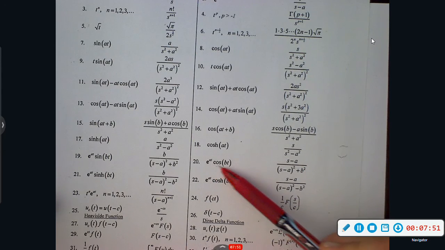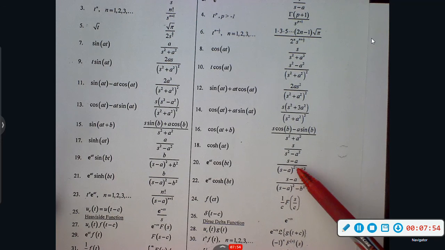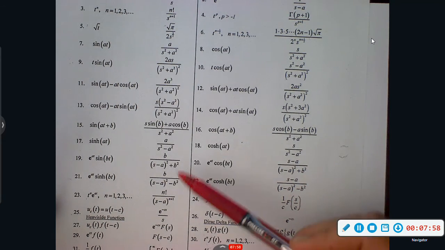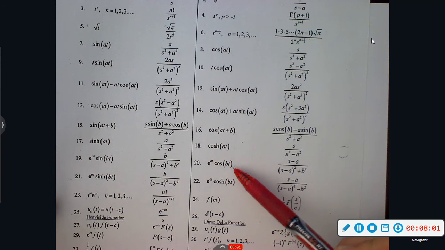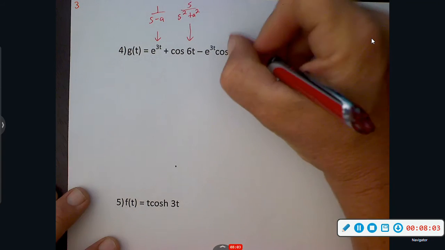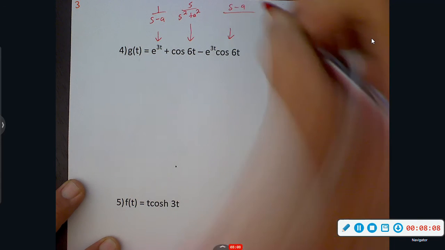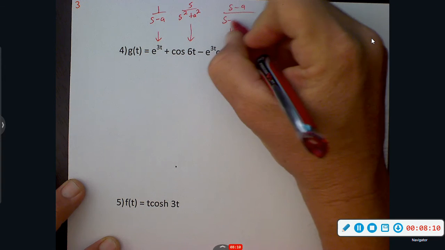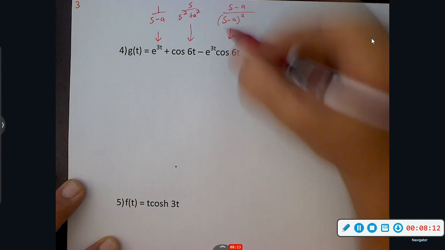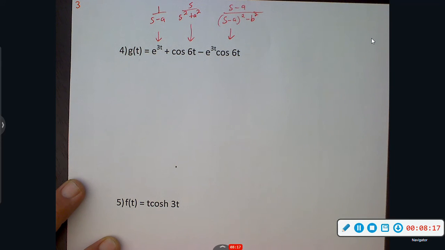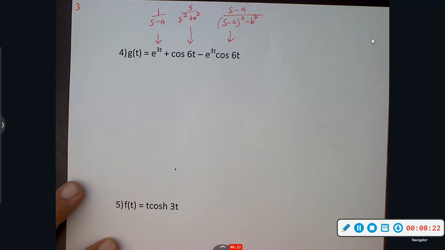It's number 20. E to the at cosine bt. So s minus a over s minus a squared plus b squared. A is the coefficient of t in the exponent of e and b is the inside of cosine. So each of these Laplace transforms, we're just using from the table. You could derive this if you wanted to, for extra practice. And again, if you had the cosine hbt, you would have something a little bit different, right?